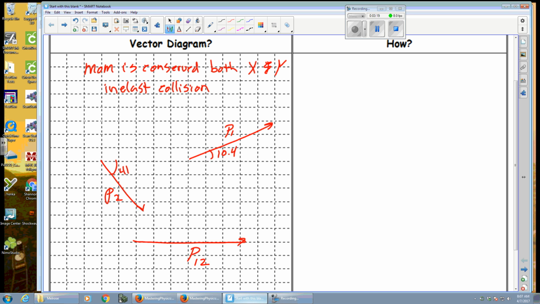Now, I could just do vector addition and add the first 2 together, and I'd end up with the third vector. It's going to be a non-right triangle, so I'm going to have to use more trig, law of sines, law of cosines, but I can figure everything out. My other option would be to use components, so I only have to deal with right triangles. So, which way would the class prefer? Components? Okay. You got it.